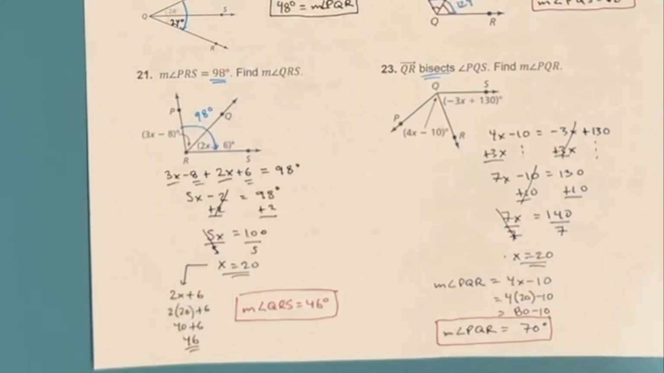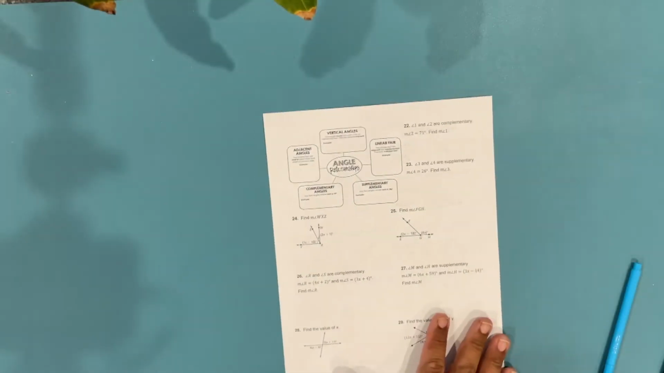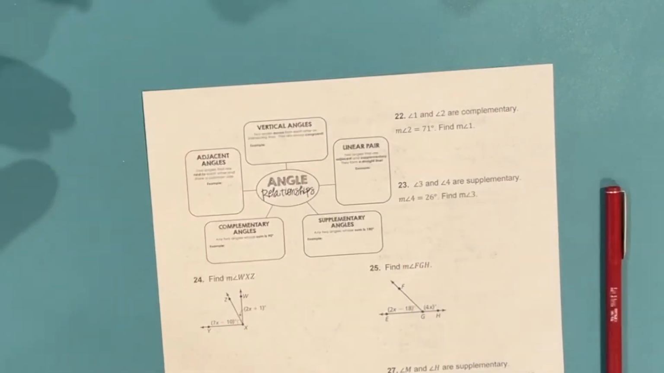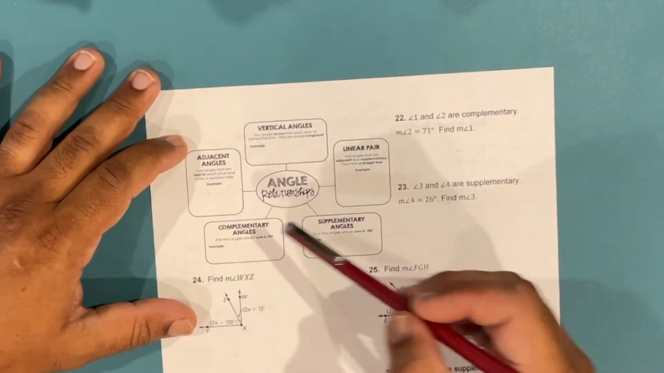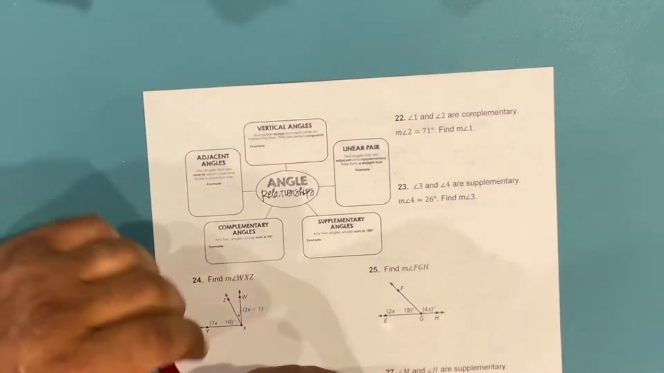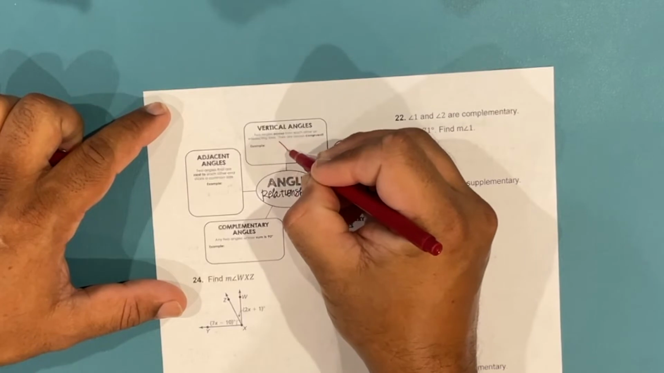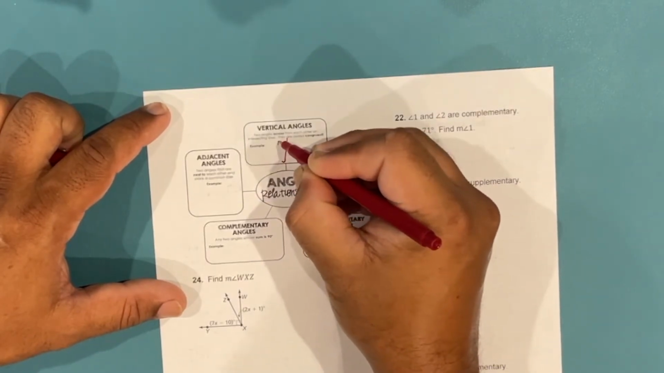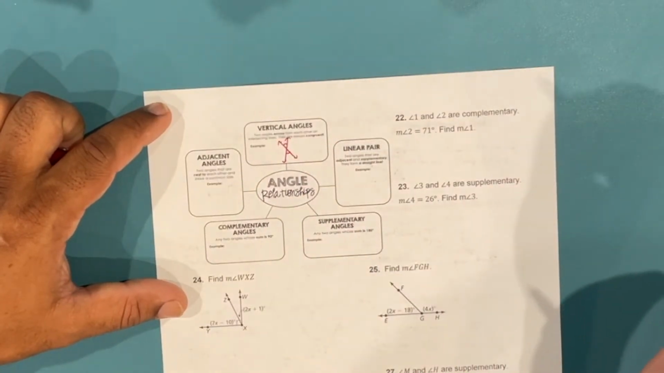All right, there's the front page of measuring angles. So you have a couple different examples here of types of angles. We've got vertical angles, adjacent angles, complementary angles, supplementary angles, and linear pair. Vertical angles are when you have two lines cross, the angles across from each other.